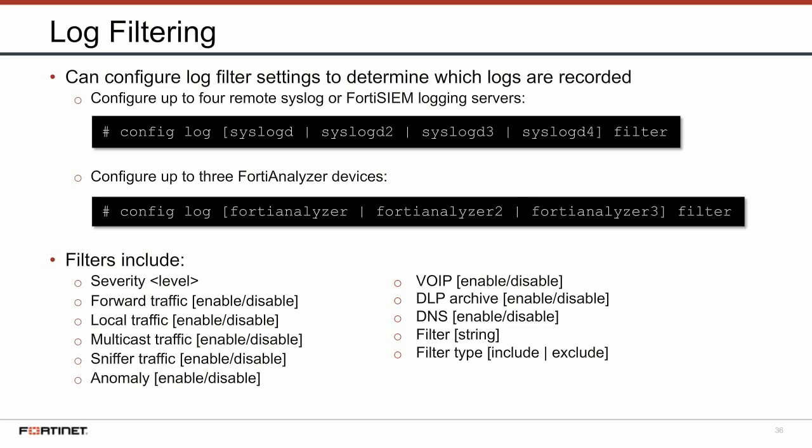In this way, you can set devices to different logging levels and/or send only certain types of logs to one device and other types or all logs to others. For example, you can send all logs at information level and above to FortiAnalyzer, alert level and above to FortiAnalyzer 2, and only traffic logs to FortiAnalyzer 3.